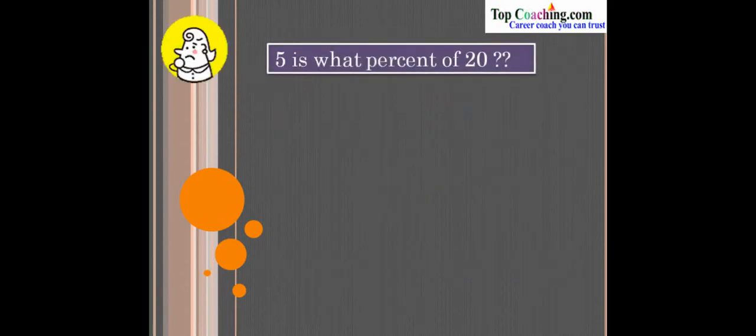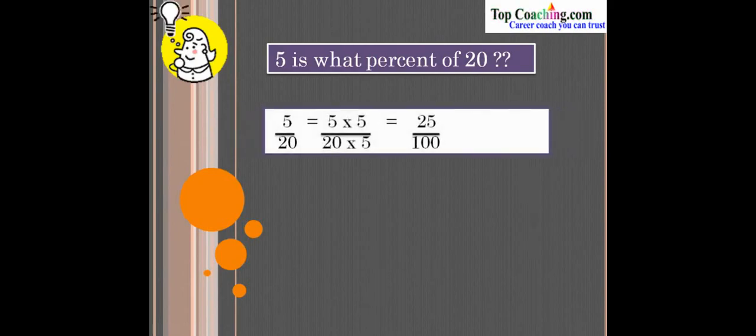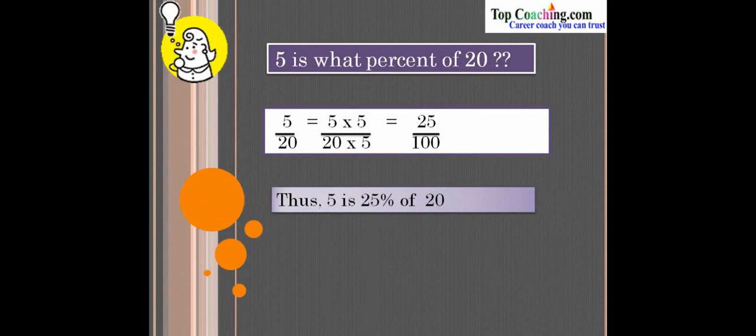5 is what percent of 20? We have to find out what percentage 5 is out of 20. So we can write 5 by 20 as equal to 5 into 5 divided by 20 into 5. We are actually trying to express the denominator as equal to 100. So this would be equal to 25 by 100. We have expressed 5 by 20 as a number such that the denominator is equal to 100. So 5 is 25% of 20. It actually means that if we take 5 parts out of 20, then that is equivalent to taking 25 parts out of 100. So we express in terms of 100.